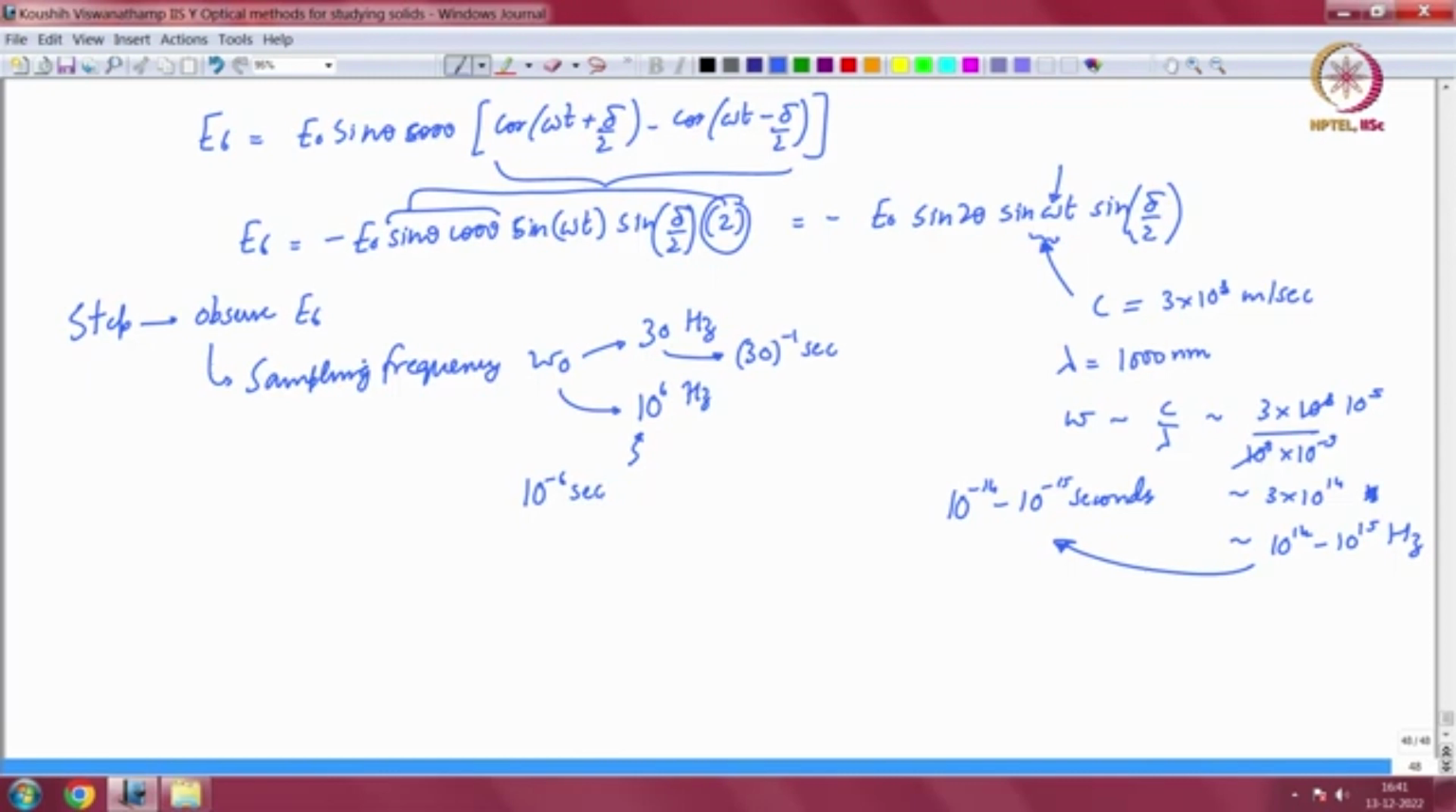So, that means the intensity that you observe, if you have studied electromagnetism you have probably seen this before, the intensity is proportional to the magnitude square of the field, proportional to E square. So the intensity goes like E0 square. I will leave out all the constants. So all the constants do not matter. So I will leave out E0. It will go like sine square 2 theta sine square omega t sine square delta by 2.